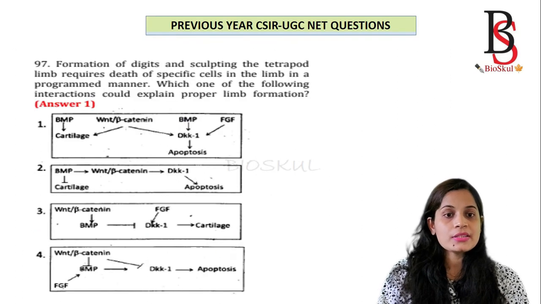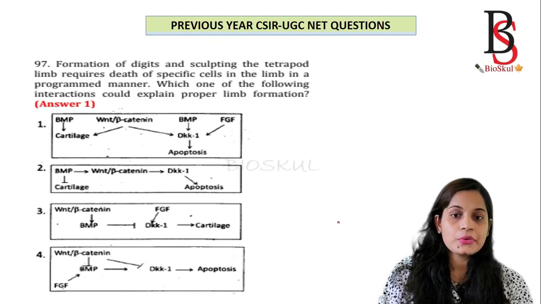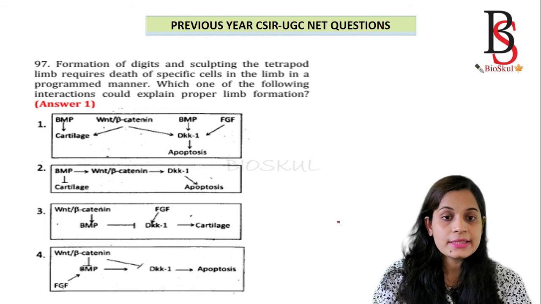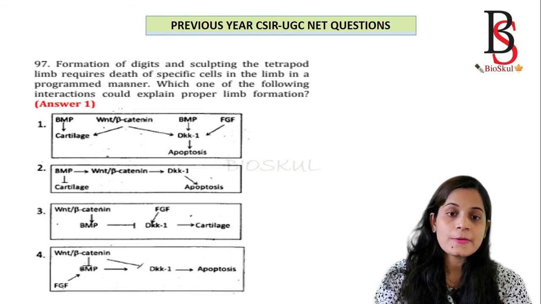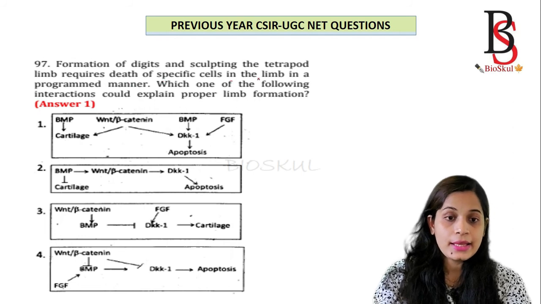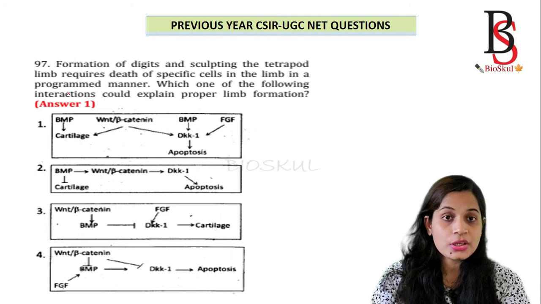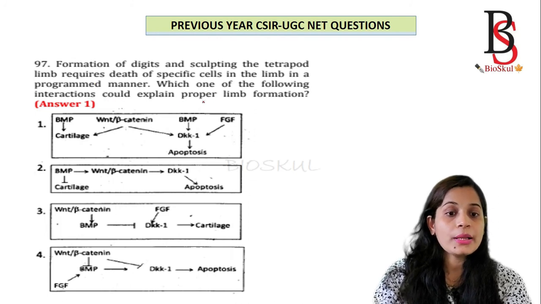Now comes a previous year CSIR UGC NET question. Formation of digits and sculpting of the tetrapod limb requires death of specific cells in the limb in a programmed manner. Which one of the following interactions could explain proper limb formation? Let's see. We have seen this diagram in our slide. We have discussed this also.